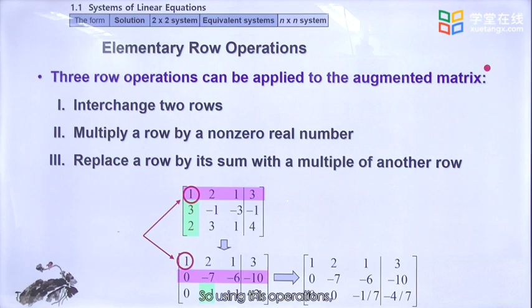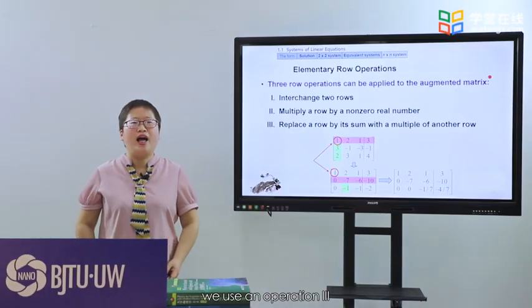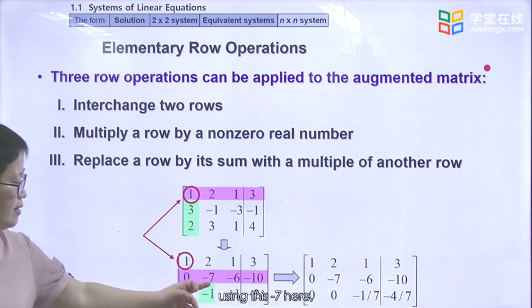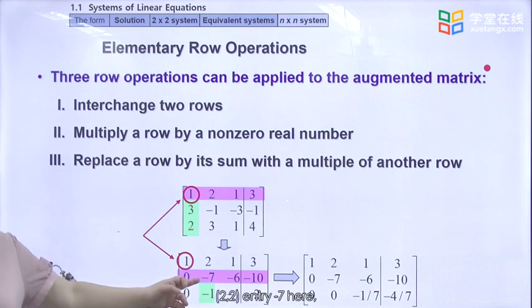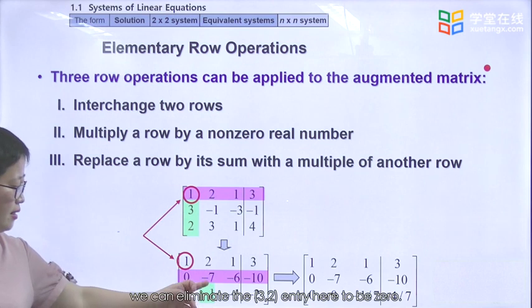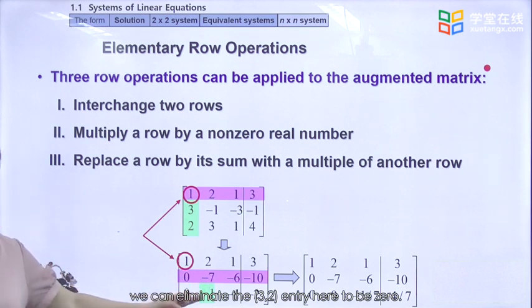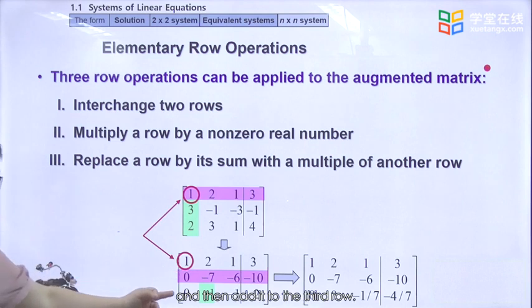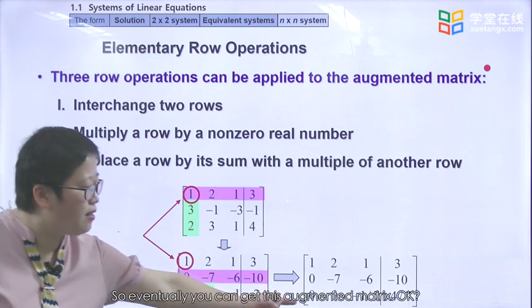Okay, so using these operations, in fact, we use operation 3 to get the second augmented matrix here. After we get here, using this -7 in the 2,2 entry, we can eliminate the 3,2 entry to be 0. So the multiplier should be -1/7. We use this multiplier times the second row, add to the third row. So eventually you can get this augmented matrix.